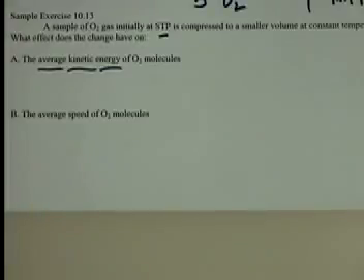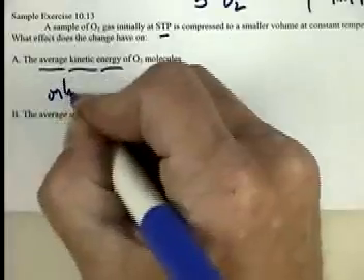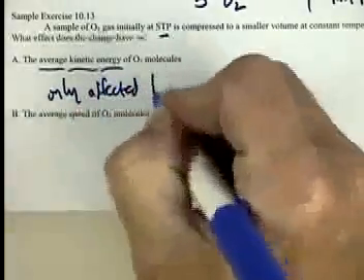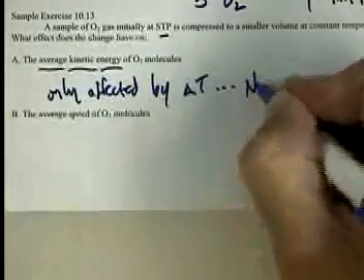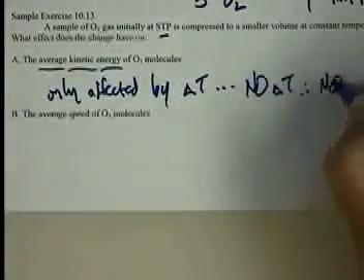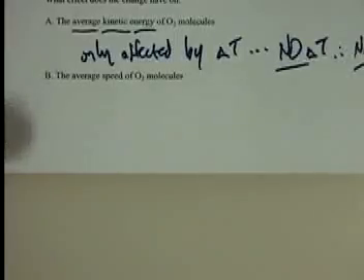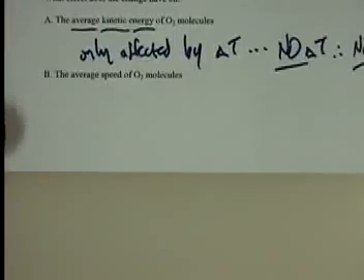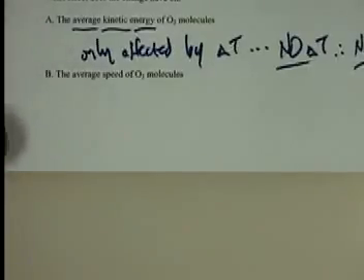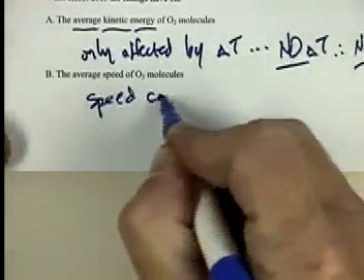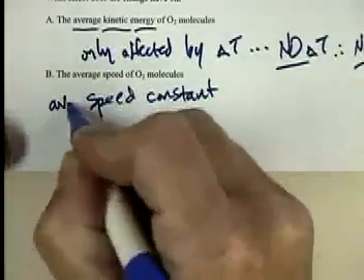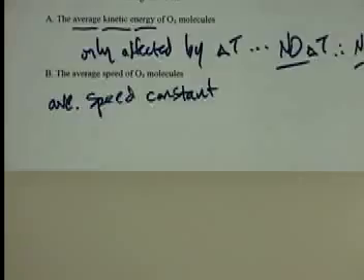By changing the volume, remember that average kinetic energy is only affected by a change in temperature. And since there is no temperature change here, there is no change in the kinetic energy. Let's look at the second one. It says the average speed of the O2 molecules. Because the average kinetic energy doesn't change, the average speed remains constant as well. So speed remains constant. The average speed, remember, it's always average speed. Obviously, there'll be molecules that are going slower and there'll be molecules that are going faster, but we look at the average of all of them.